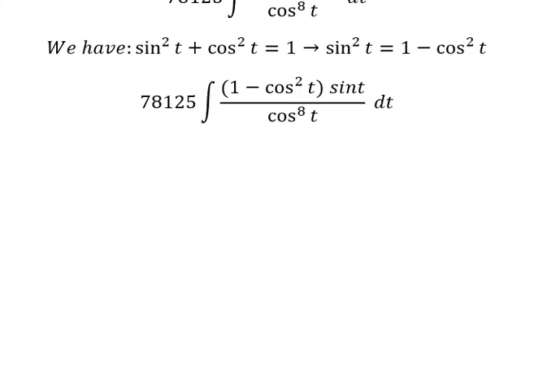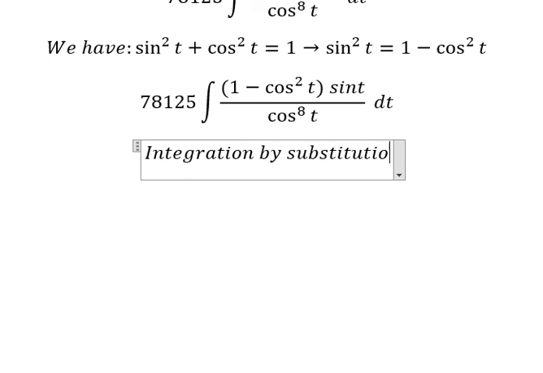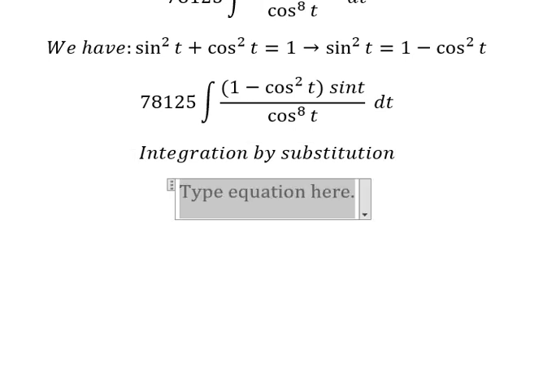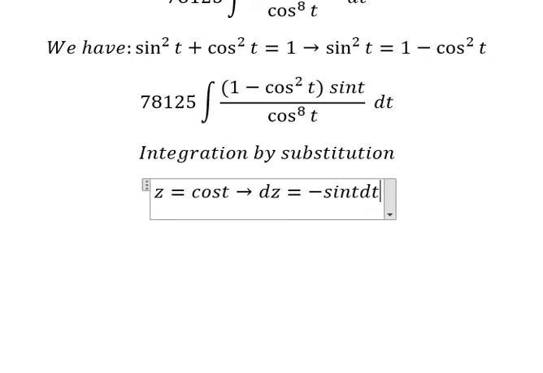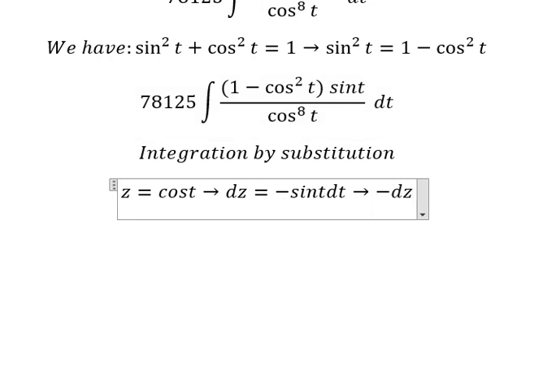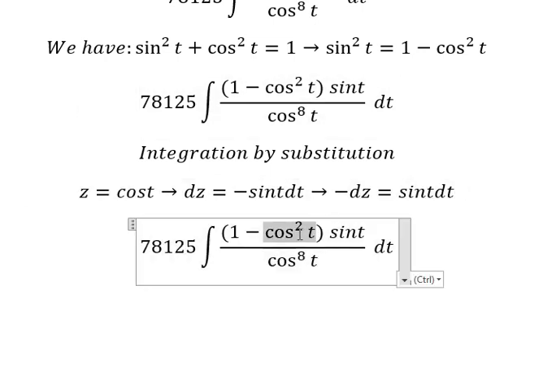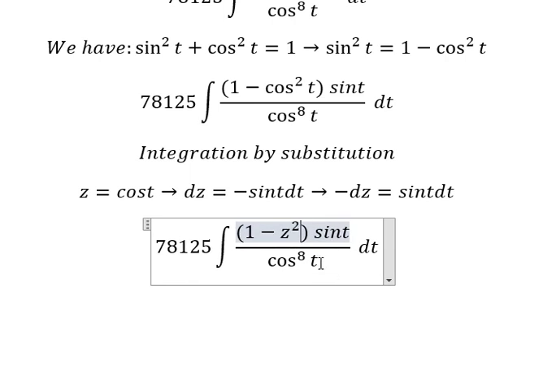Next, we need to use integration by substitution. So I will put z equals cosine t. dz we have negative sin t dt. Because we don't have the negative in here, we can put the negative next to dz. So this one we got z squared. This one you got z to the power of 8. Sin t dt we change by negative dz.